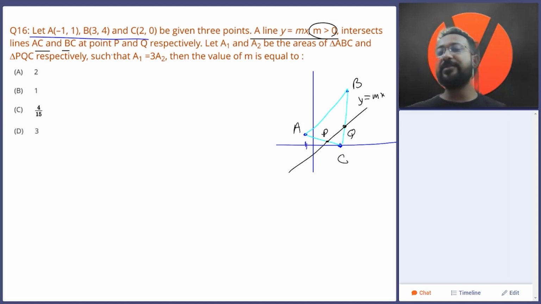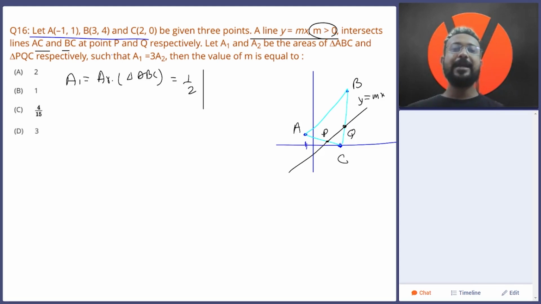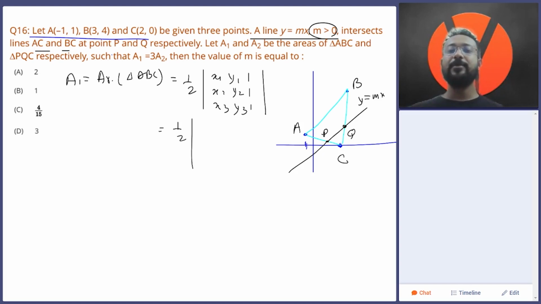So the area of PQC is something that we need to find out, and ABC is given. So very easily we can find out the area. So A1 is the area of triangle ABC. I hope you know how to find the area: half of the determinant with rows x1, y1, 1; x2, y2, 1; and x3, y3, 1. The points, any point you can take, correct? Doesn't really matter. So minus 1, 1, 1; 2, 0, 1; 3, 4, 1.